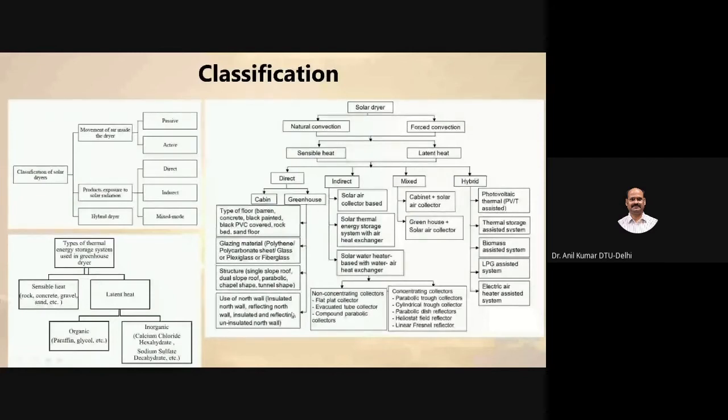For the purpose of drying only. So the type of the floor could be barren, concrete, black painted, black PVC covered, rock bed, or sand floor. Definitely the type of the floor and the color of the floor affect the solar radiation's utility. So we can make maximum use of the solar energy, as it increases absorptivity and storage in the sensible heat media and all.